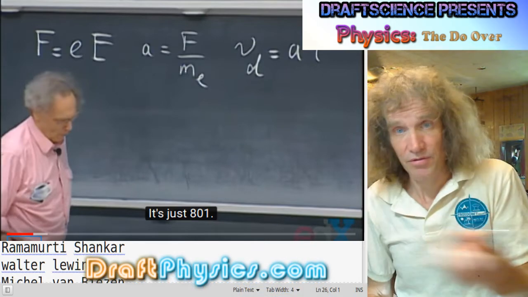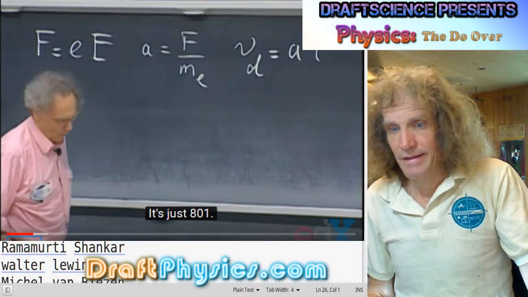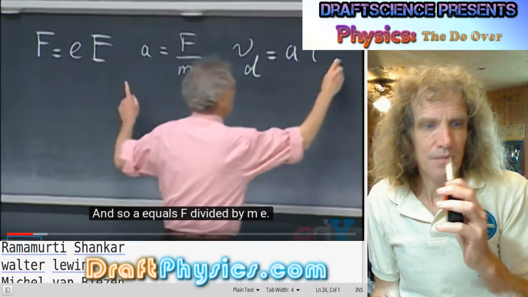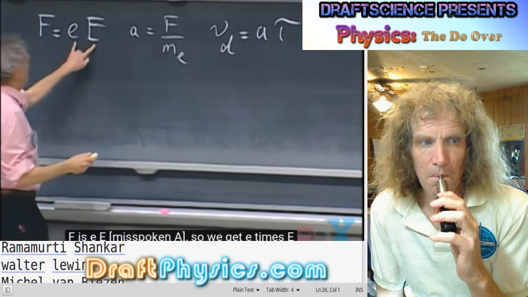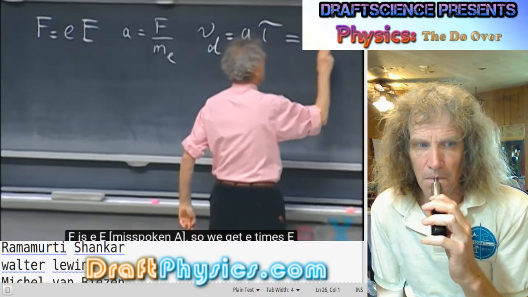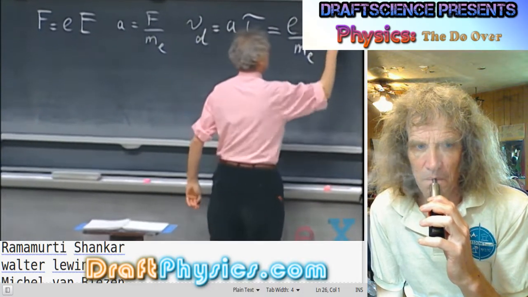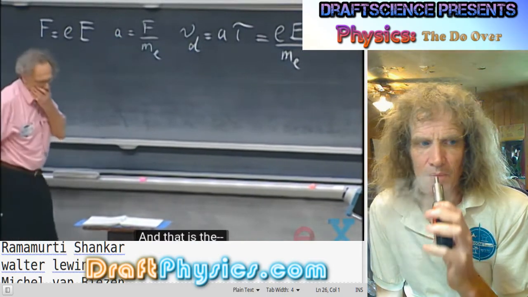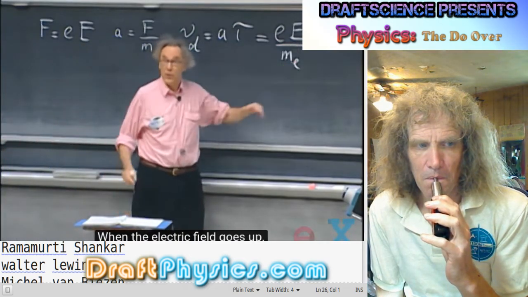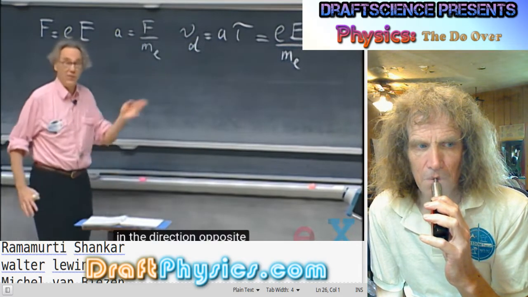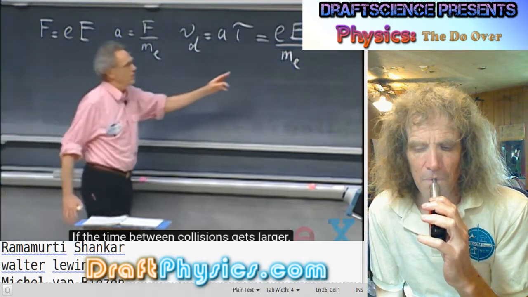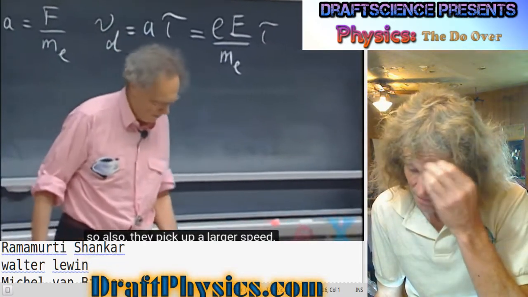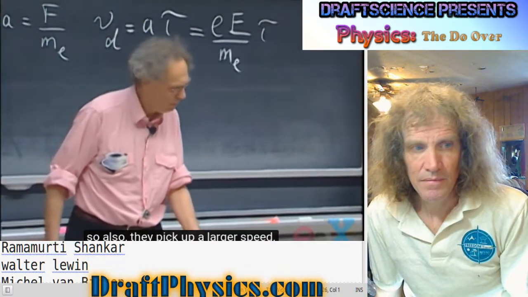And you're obviously running it at almost, when you hit the switch, it didn't take 6 hours for the motor to start running. And so a equals F divided by m_e, F is eE, so we get e times E divided by the mass of the electron times tau. And that is the drift velocity. When the electric field goes up, the drift velocity goes up, so the electrons move faster in the direction opposite to the current. If the time between collisions gets larger, the acceleration lasts longer, so they also pick up a larger speed, so that's intuitively pleasing.